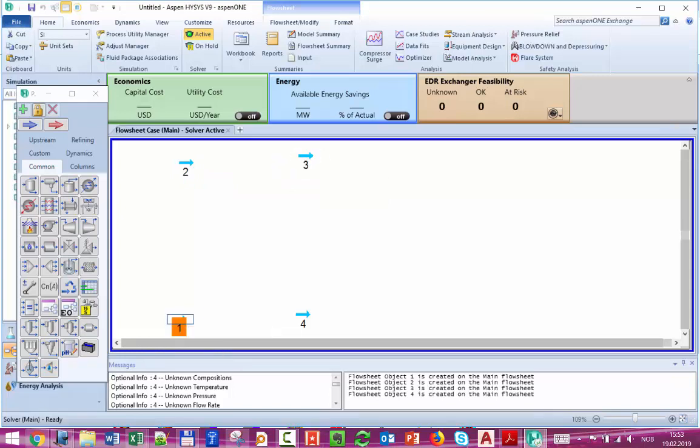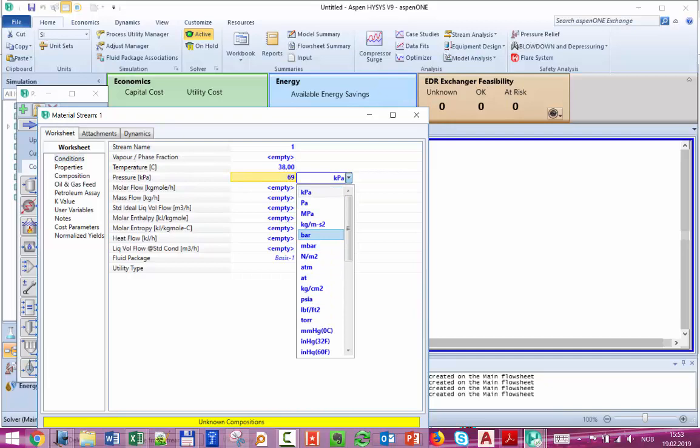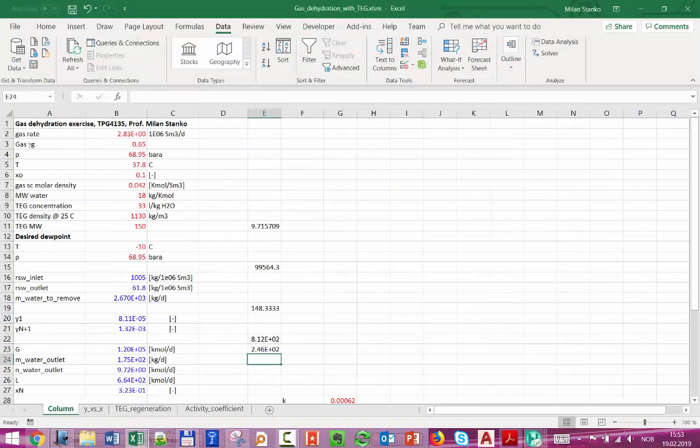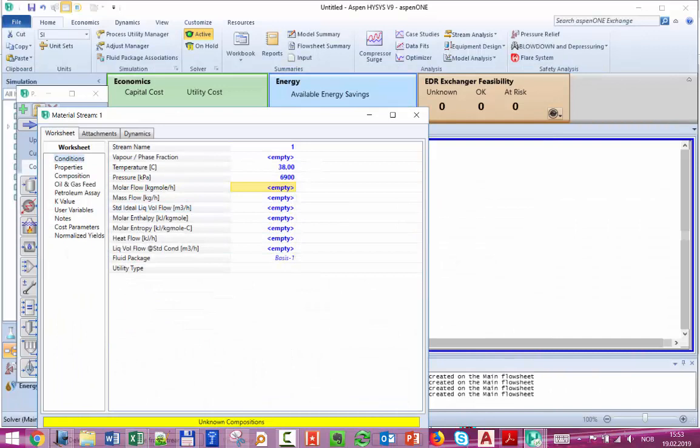That will be the gas coming in. What is the temperature? 38. The pressure was 69 bar. The molar flow, we had it, right? It was G, and that G is 120,000. Let's put it in hours, because I think those are the units HYSYS needs. Divided by 24, 4990. Okay, so let's put that here, 4990, and we need the composition of that gas.